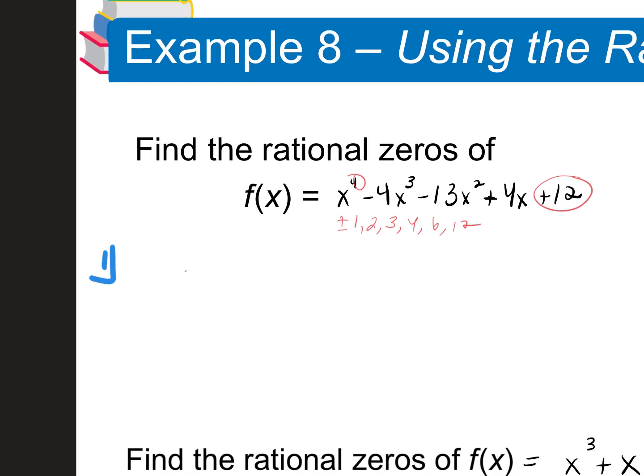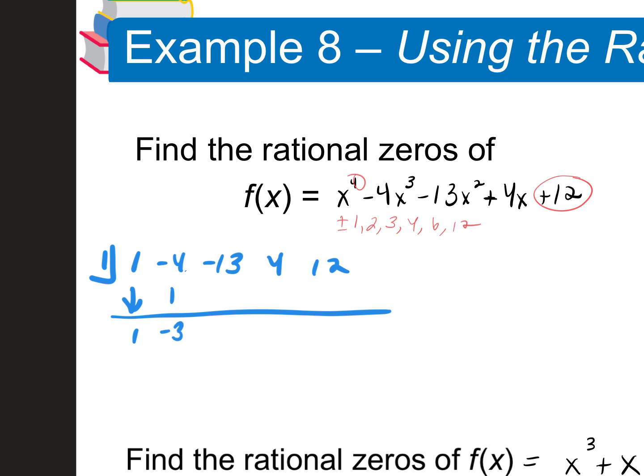I'm going to say 1, and then my coefficients are 1, negative 4, negative 13, 4, and 12. Check me, make sure I don't make any mistakes. Go to the corner. 1 times 1 is 1. Negative 4 and 1, negative 3. Negative 3 and 1, negative 3. Negative 13 and negative 3, negative 16. What's negative 16 and 1? Negative 16. What's 4 and negative 16? Negative 12. What's negative 12 and 1? Negative 12. What's 12 and negative 12? 0.